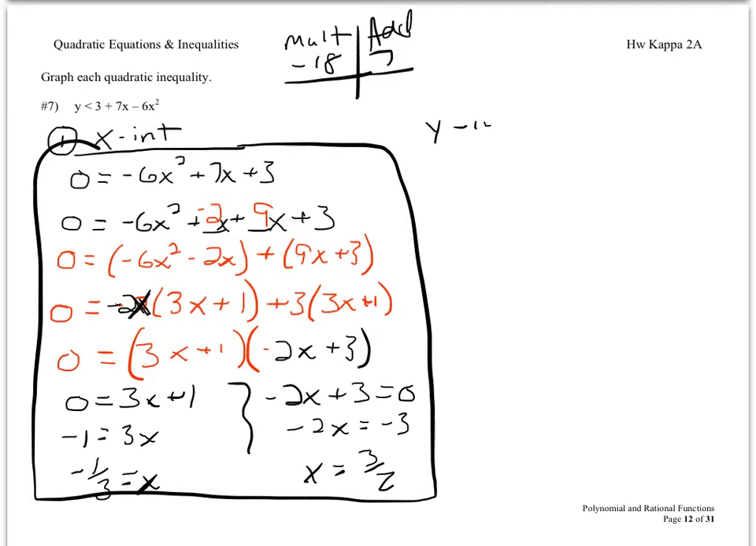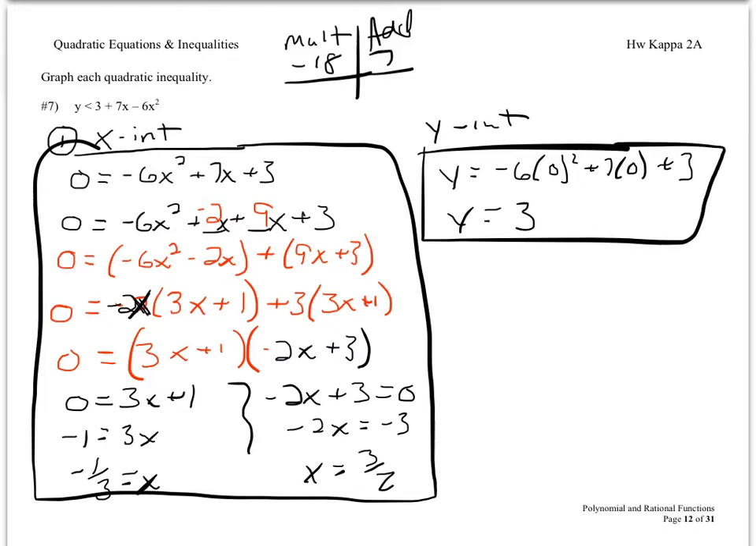Next, let's find the y-intercept. To do so, take the boundary and replace each of the x values with 0. You find the y-intercept is 3. To find the minimum or maximum, first of all, we know this has a maximum because the lead coefficient is a -6, which means the parabola opens down, which means you have a maximum.